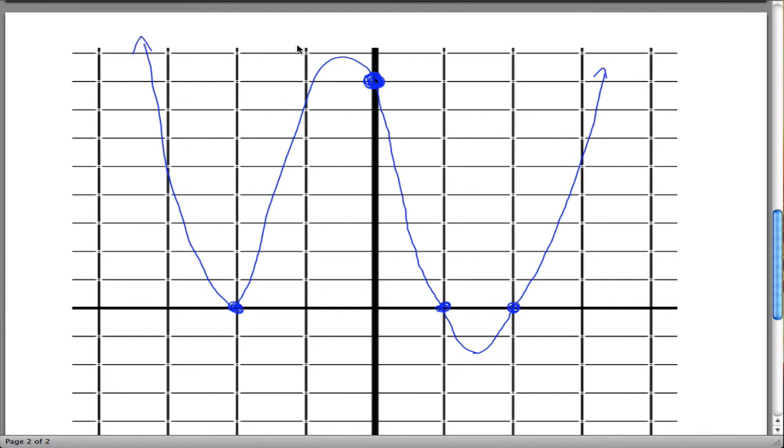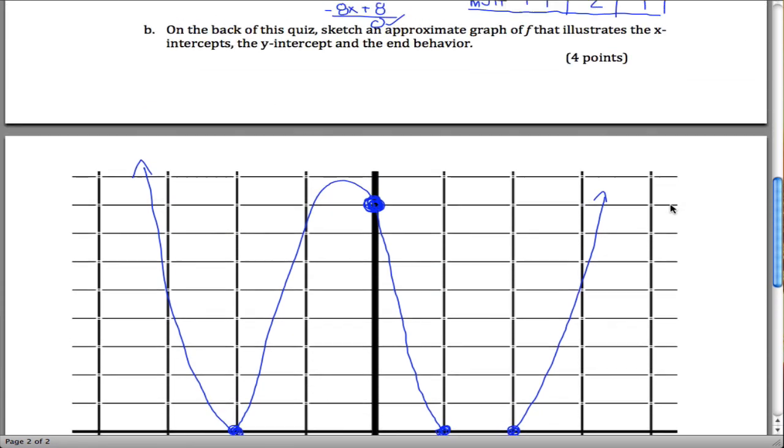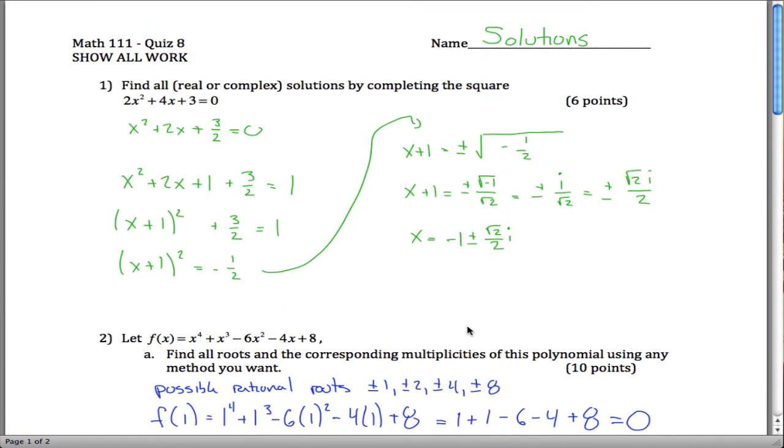And what you'll notice, I have the proper end behavior. It's going up on either side. So what I have is a very, very, very rough sketch of this polynomial. And what I also have is the end of this quiz.